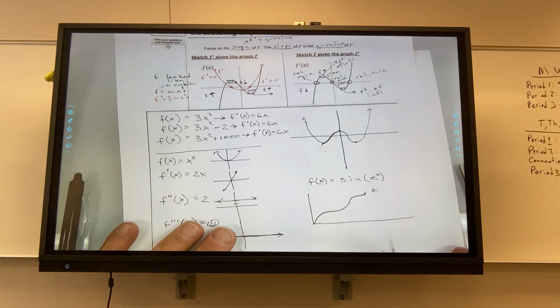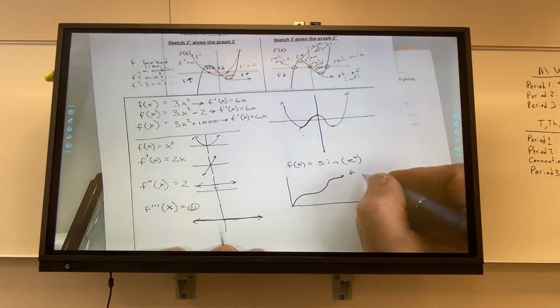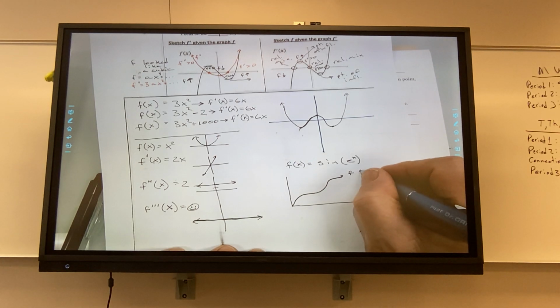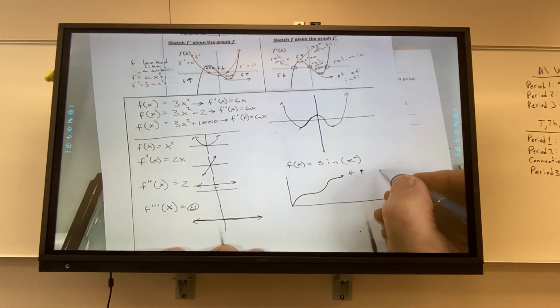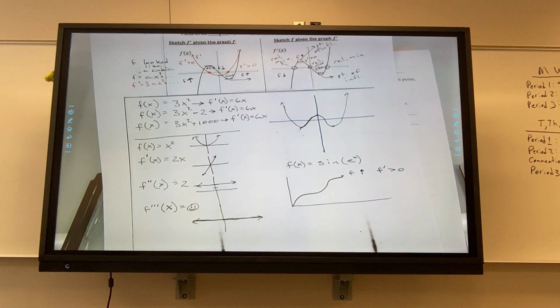Callan, tell me one thing about my beautiful drawing, besides that it's beautiful. What's happening? Tell me something about F. It's increasing. Okay. So what does that mean about the derivative? That's positive. My graph has to be above the x-axis, correct? Would everybody agree? Okay?